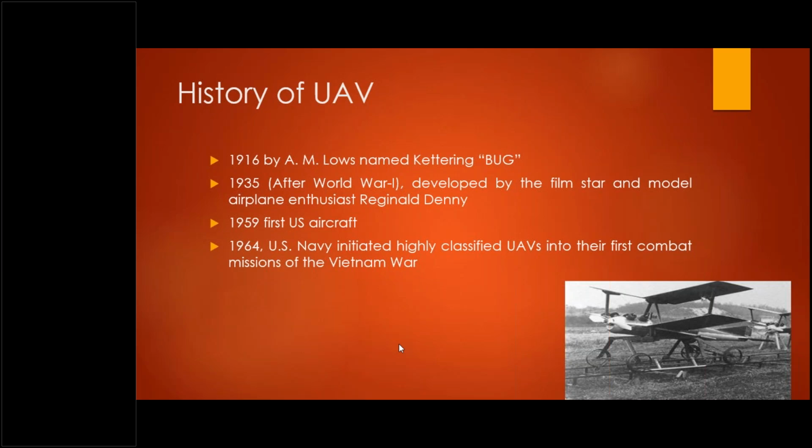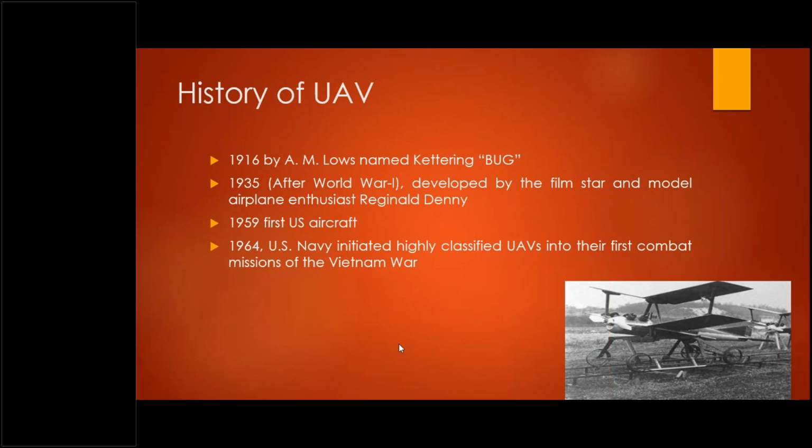In 1916 a similar UAV was developed, and after World War One, in 1935, one UAV was developed by a renowned film star and model airplane enthusiast, Reginald Denny.